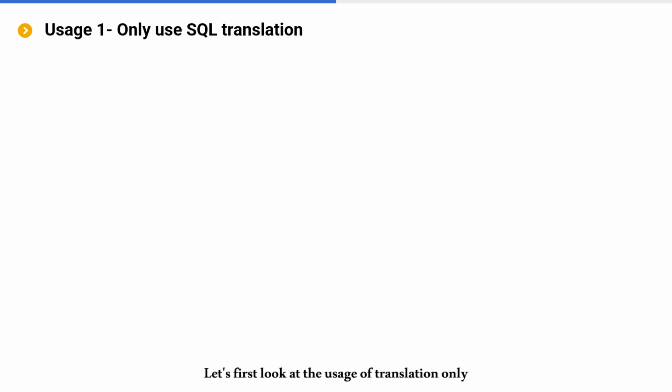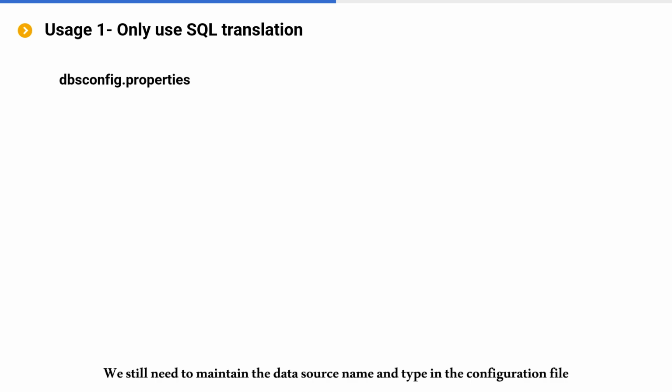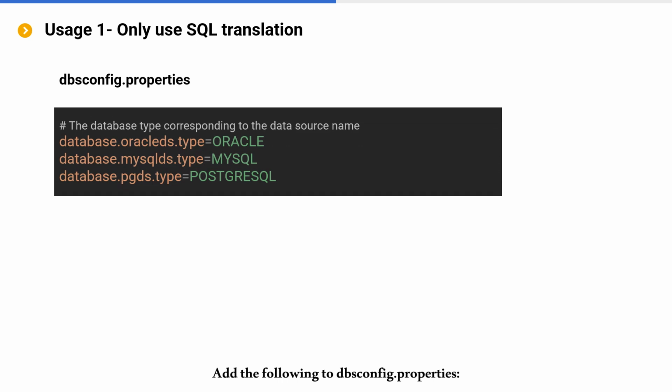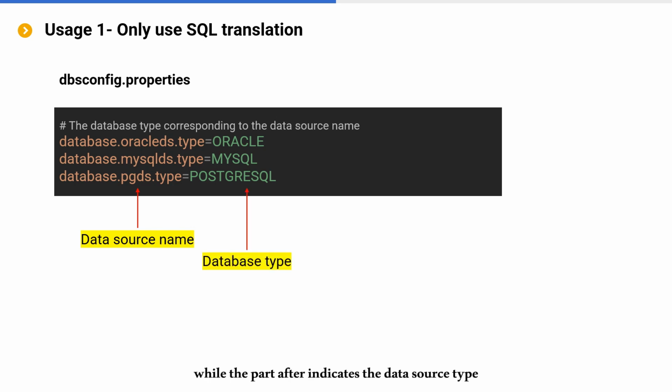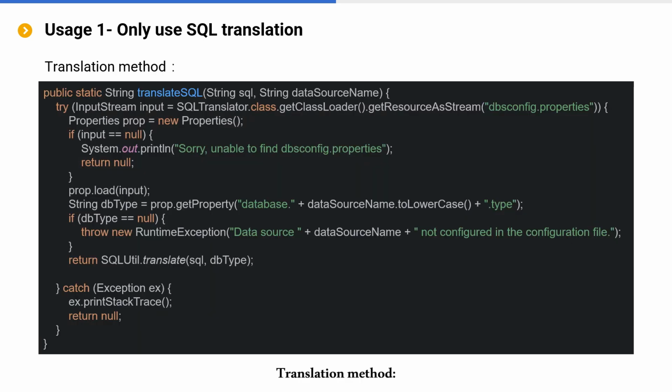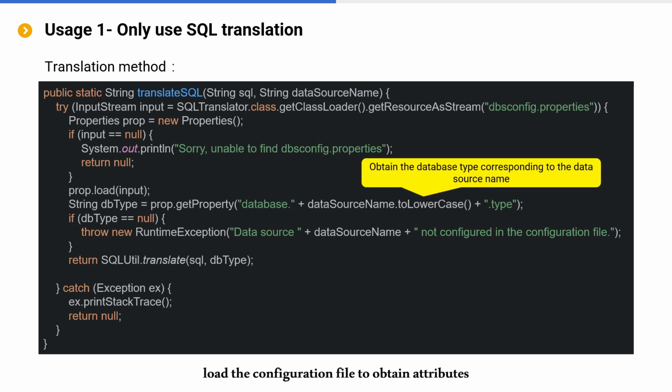Let's first look at the usage of translation only. We still need to maintain the data source name and type in the configuration file. Add the following to dbsconfig.properties. The middle part before the equal sign represents the data source name, while the part after indicates the data source type. Because there are multiple databases, we need to search for types based on the data source names. Translation method: search for the type based on the data source name. Load the configuration file to obtain attributes, and translate SQL.